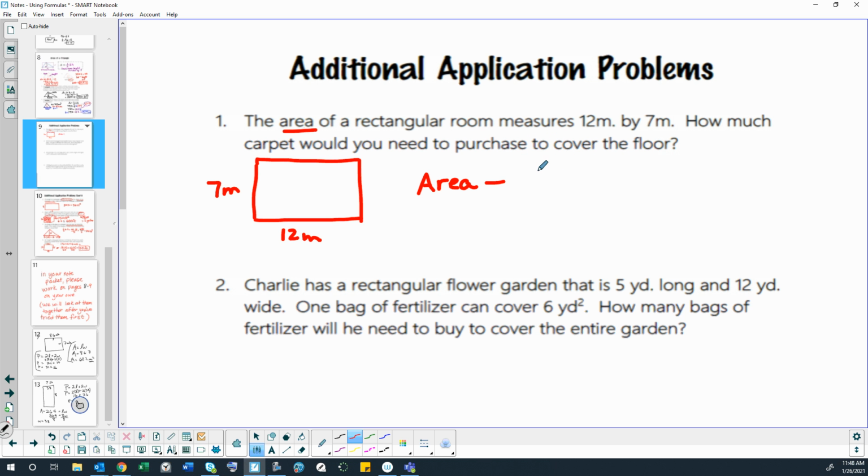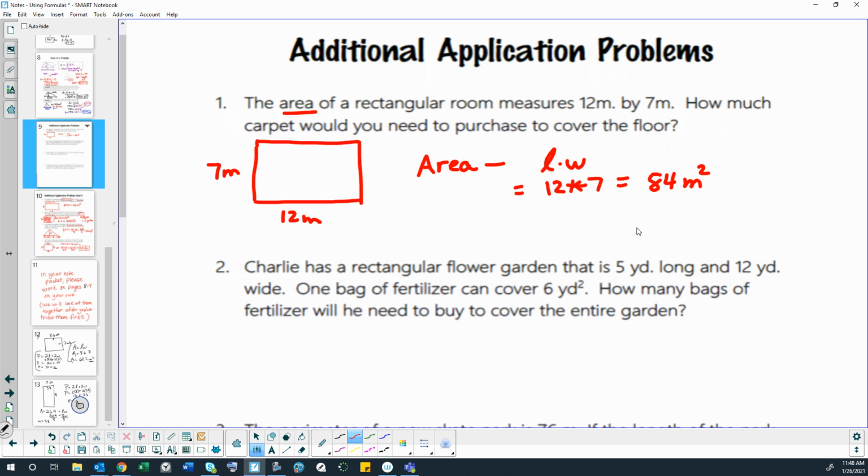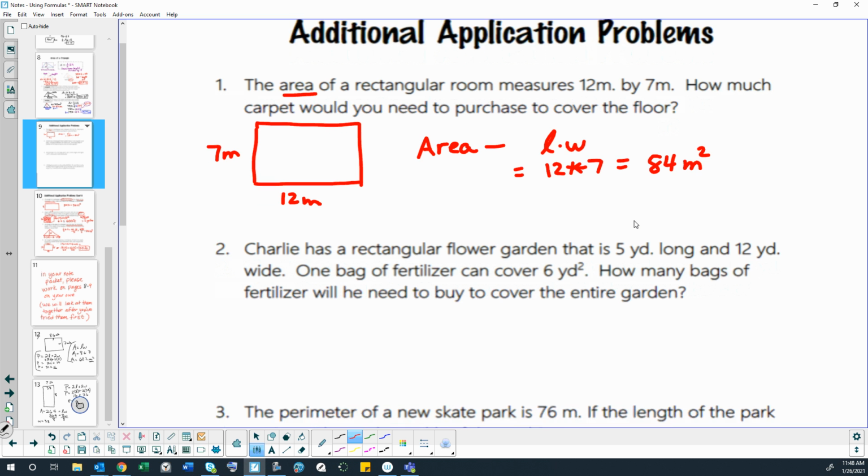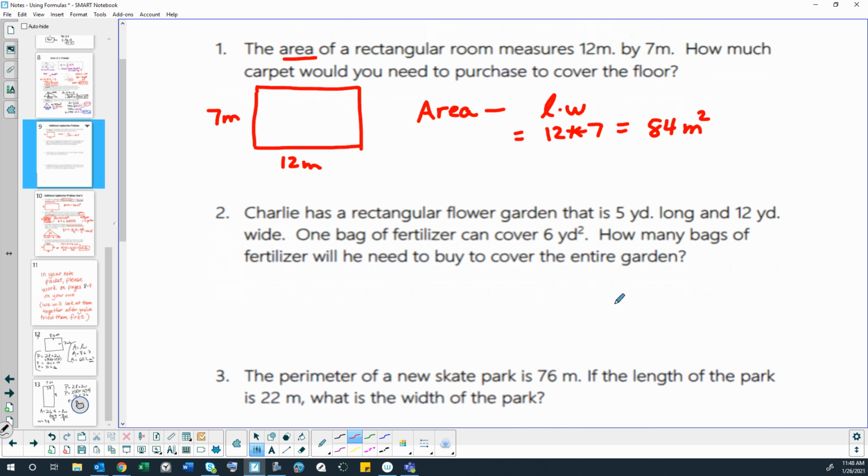So if we're covering the floor with carpet, we are trying to find the area that we need for that carpet. To find area, we just do length times width. So in this case, that would just be 12 times 7. Use a calculator, and it's 84 square meters. Any questions on that? Why the area of a carpet would be the area formula, and we multiply those together, right?